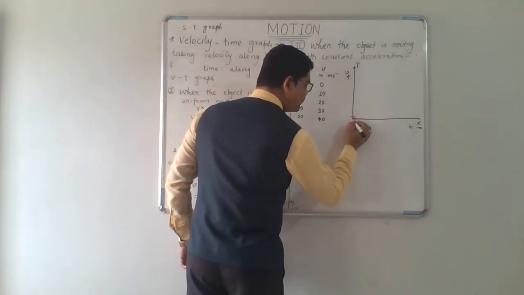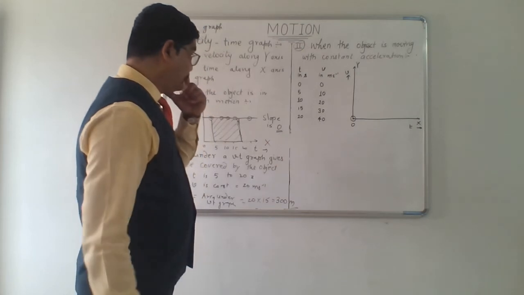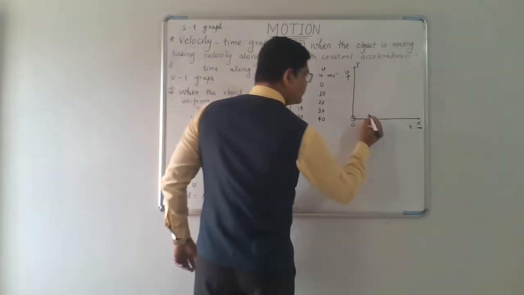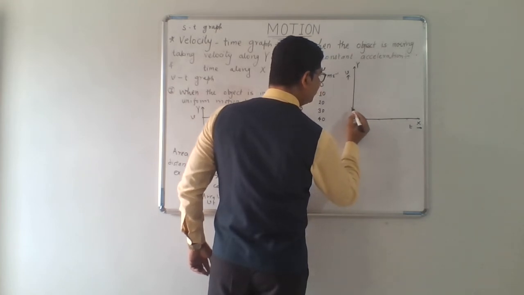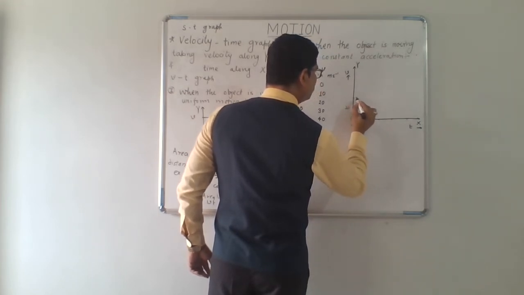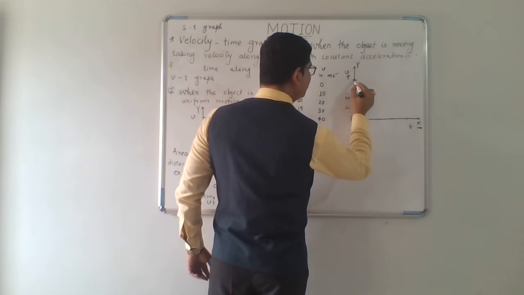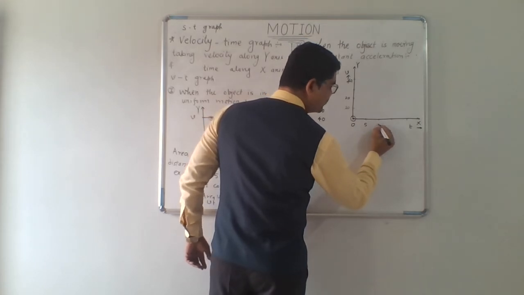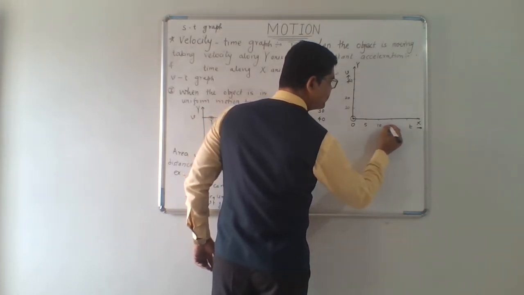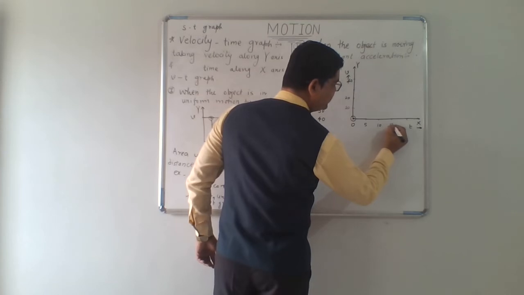Origin, the first point will come here, then 5, 10, 15, 20, 10, 20, 30 and 40. So we are going to plot a graph between velocity and time in this way.